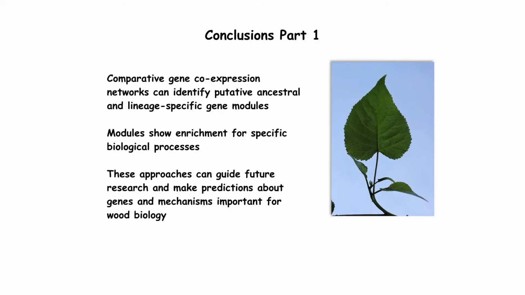Okay, so what I have mentioned so far in this first part of the talk is that we can use this comparative gene co-expression network approach to identify both ancestral as well as lineage-specific groups of genes. That these modules show enrichment for specific biological processes, and that we can now use these approaches to help guide future research and also make predictions about genes and mechanisms underlying wood biology, as well as information about how to translate information from model systems like poplar to the many tree species that lack genomic resources.